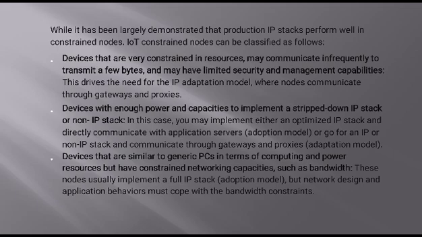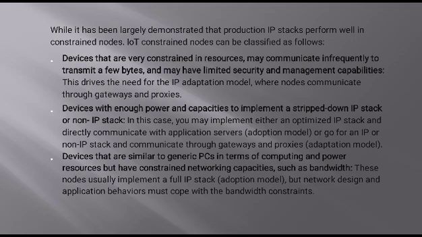While it has been largely demonstrated that the production IP stack performs well in constrained nodes, IoT constrained nodes can be classified as devices that are very constrained in resources, may communicate infrequently to transmit a few bytes, and may have limited security and management capability. This drives the need for an IP adaptation model where nodes communicate through gateways and proxies. Devices with enough power and capacity can implement a stripped down IP stack or non-IP stack. In this case, you can implement either an optimized IP stack and directly communicate with the application server, or go for an IP or non-IP stack and communicate through gateways and proxies.